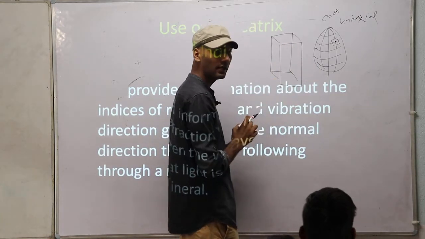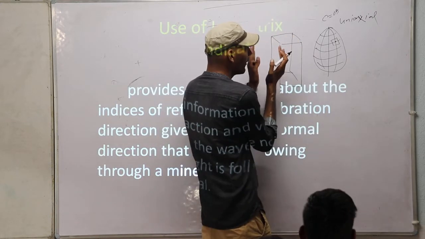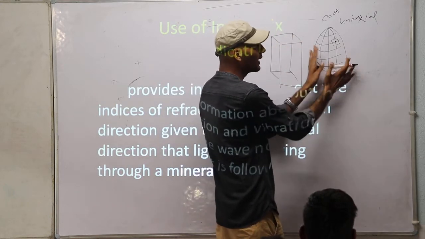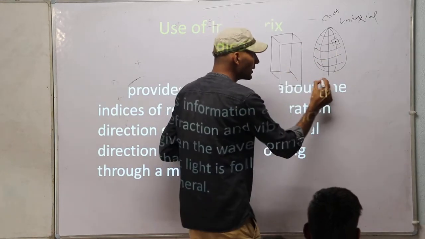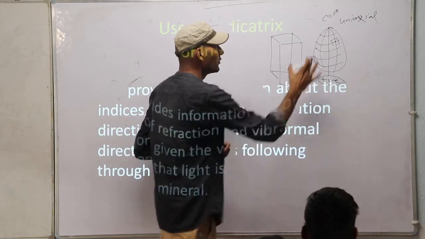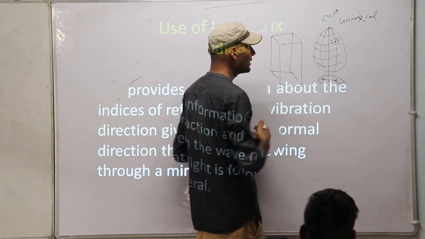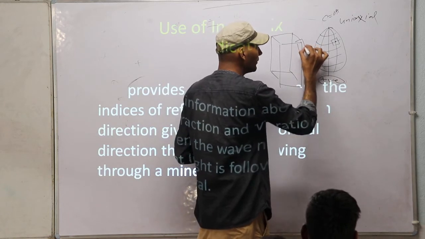This is a tetragonal mineral. A is equal to B, not equal to C, right? So for this tetragonal mineral, its indicatrix is like this if it is a positive mineral. Prolate is for positive, right? So it is a positive tetragonal mineral. Its indicatrix is like this. I am taking a section here.